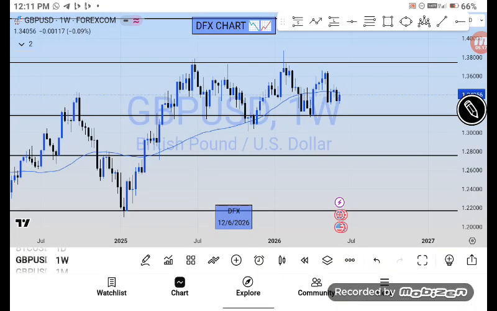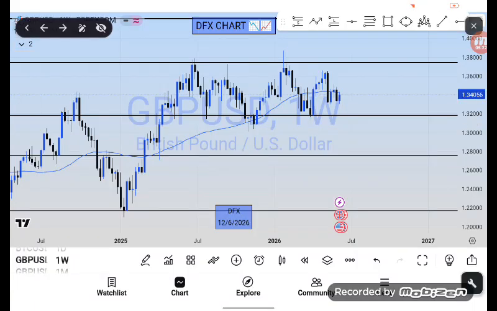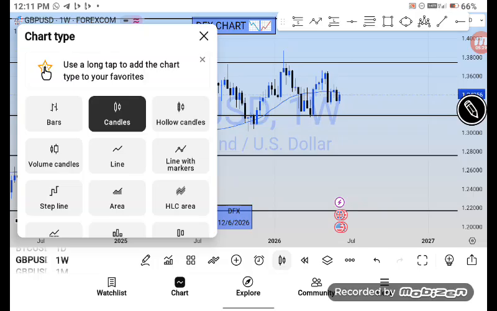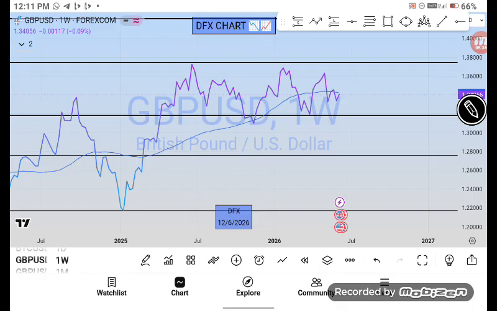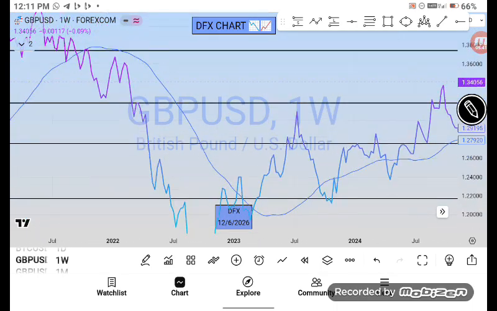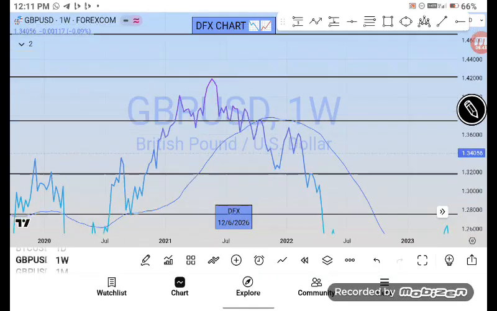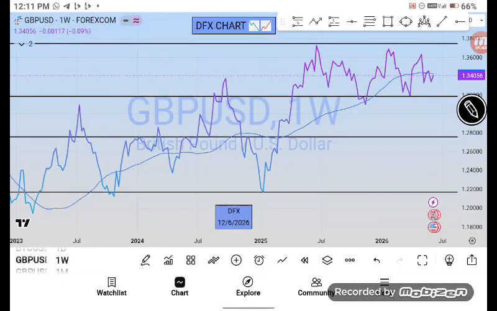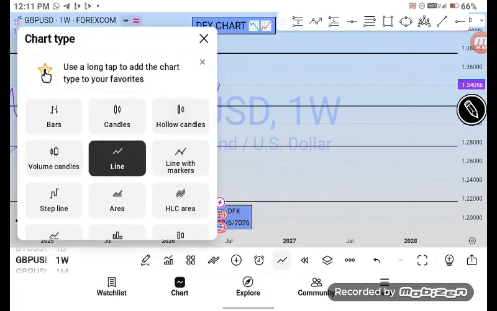Now another method you can actually use is by making use of the line chart. If you touch it, you will see the line chart, which is this one. With the line chart you can actually see all those structures. You can see all those structures, right? So it's just as simple as that, right?